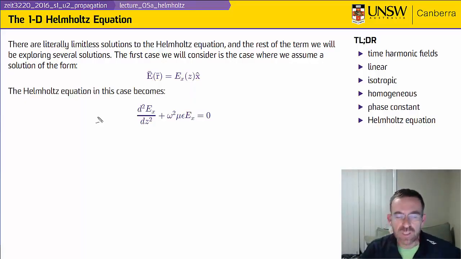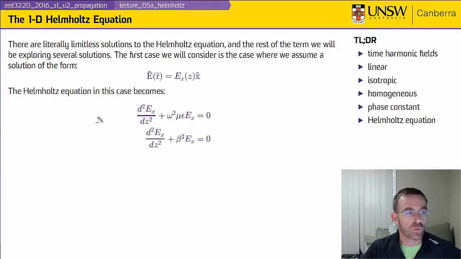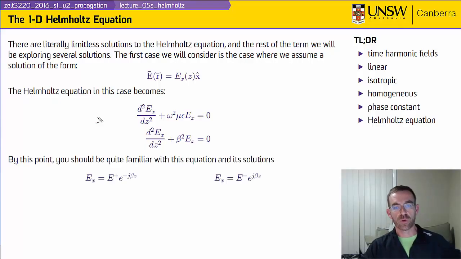So when I take this expression and stick it into my Helmholtz equation, I get reduced down to this simple scalar wave equation: the second derivative of E sub x with respect to z plus omega squared mu epsilon E sub x equals 0. Or I can substitute in beta squared, and I end up with this equation here, which is one that you should be extremely familiar with.